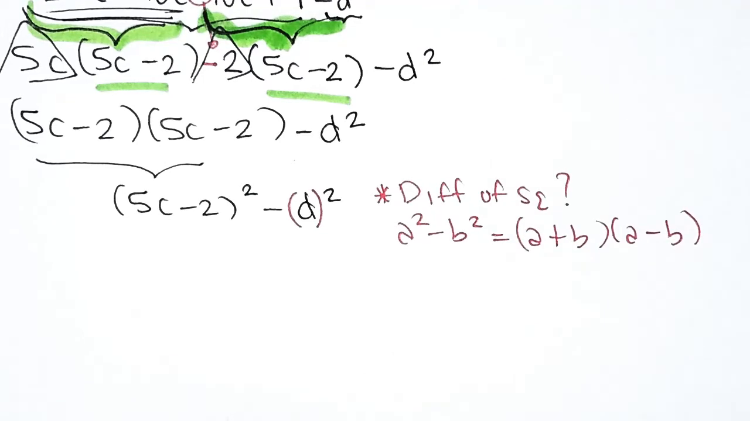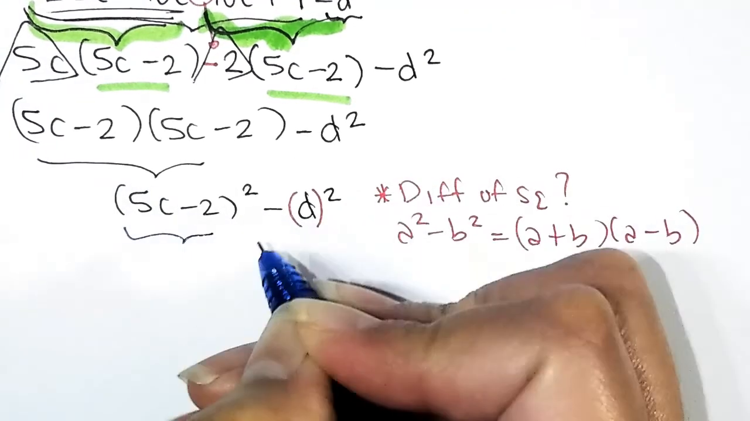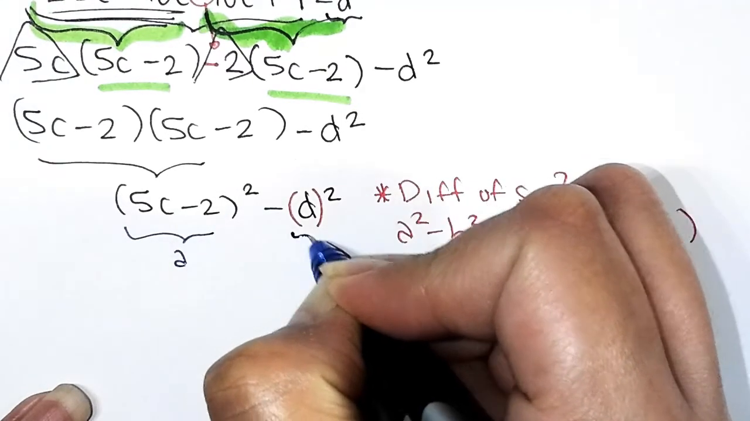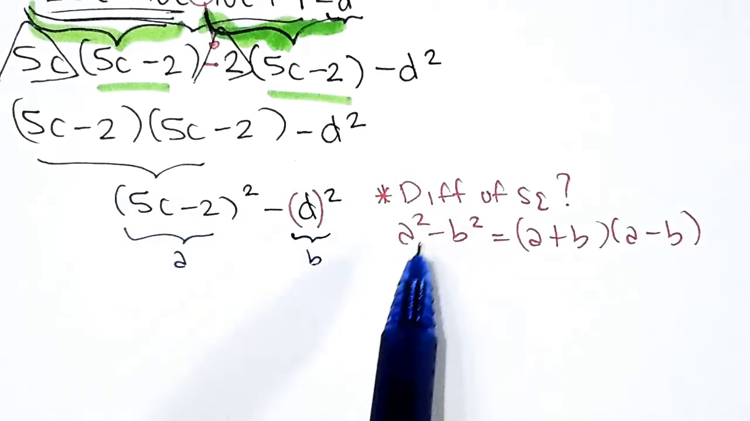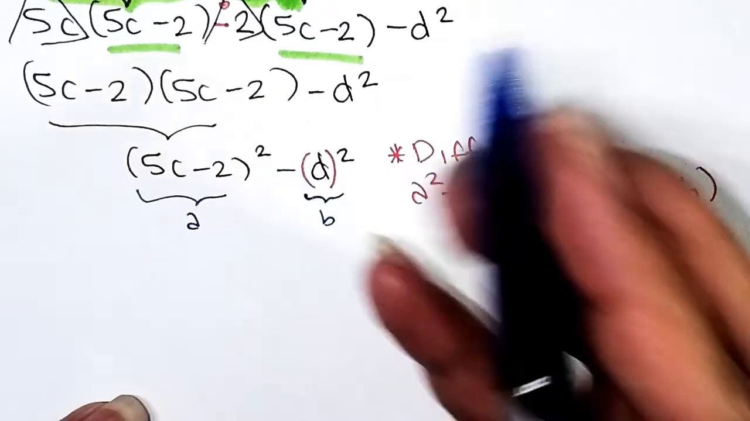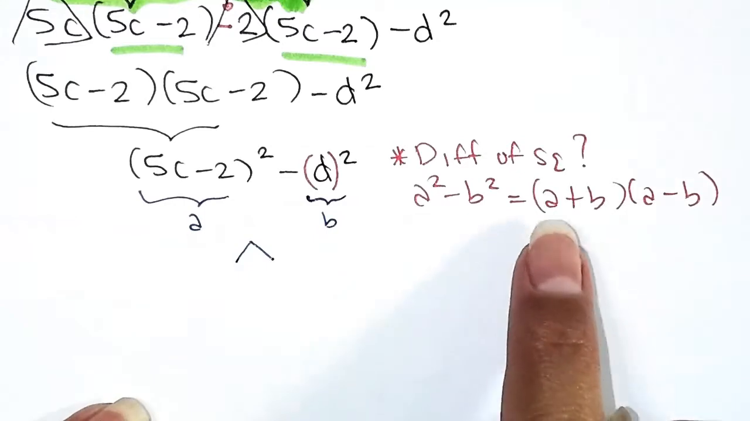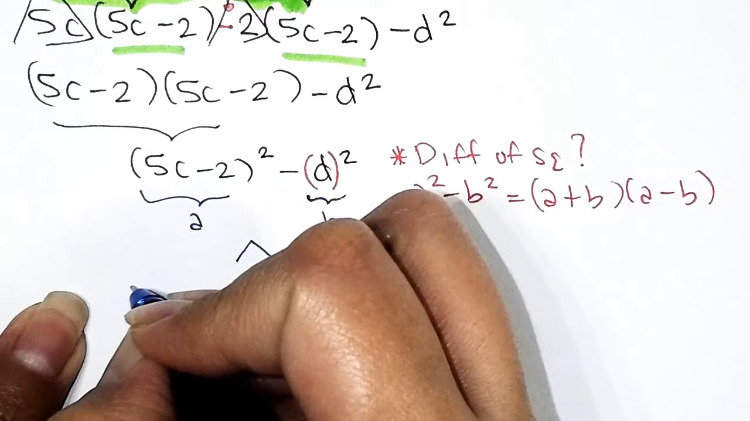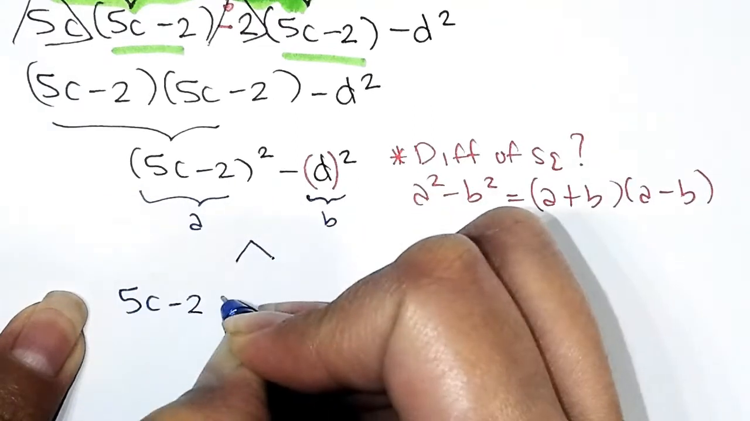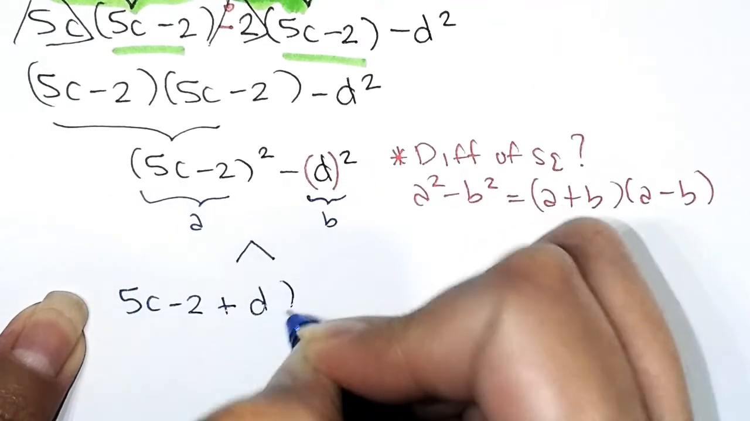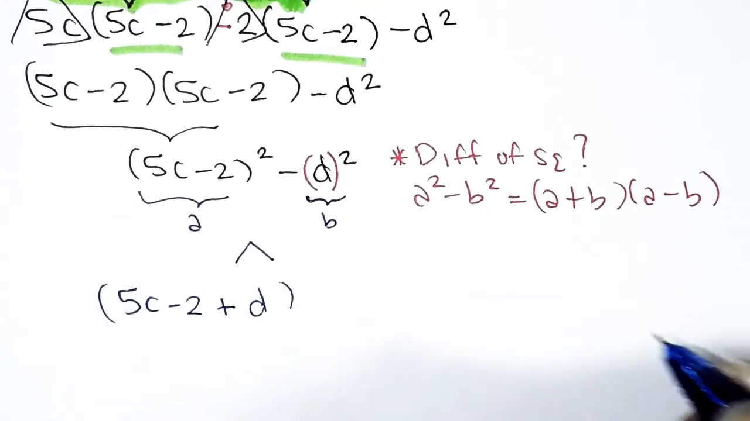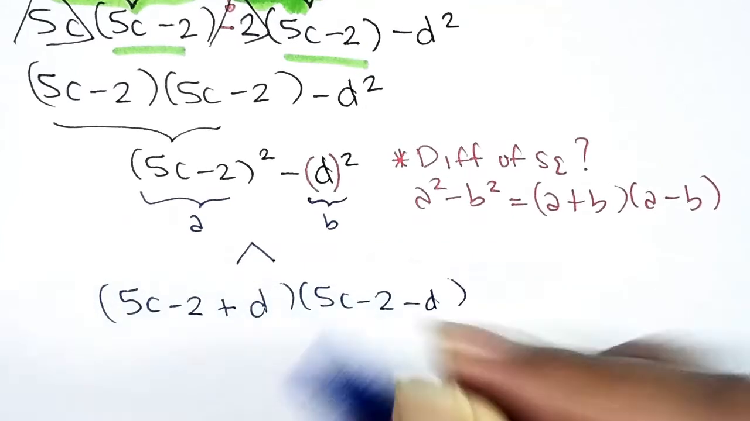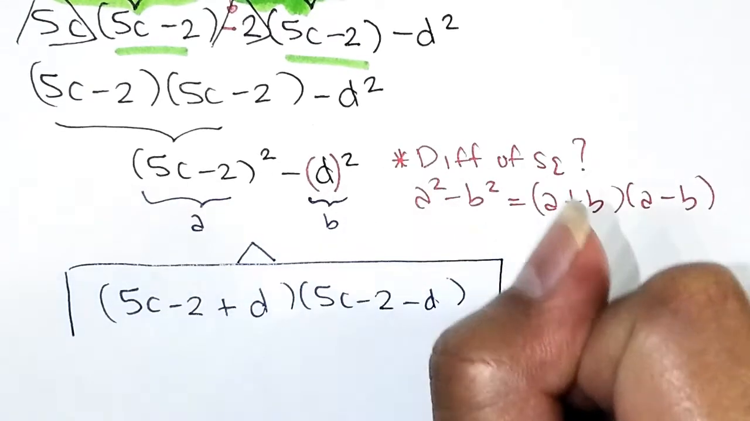So in this case, the first base is 5c minus 2, that's our a. The second base is d, that's our b. So if this is our question, then this is our answer. So the expression should factor of the form a plus b times its conjugate. So we have a, which is our first base, plus b, which is our second base, multiplied by the conjugate, first base minus second base. Cool. And I think we're good.